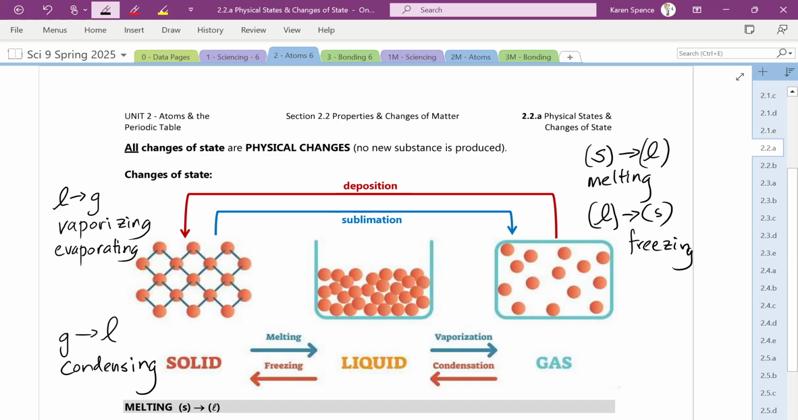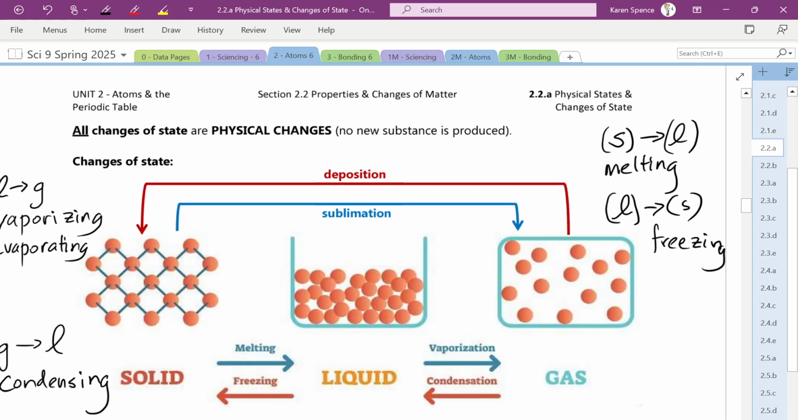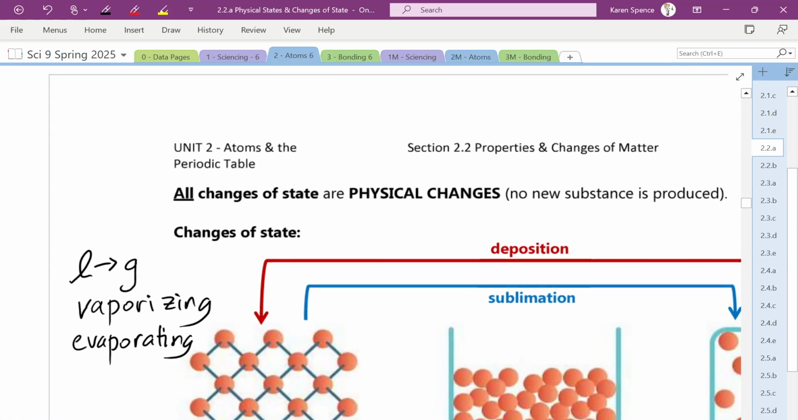Now, those are the normal ones. Here's the weird one. Do you remember what carbon dioxide did? Carbon dioxide did not go from solid to liquid. It went from solid to gas. What did we call that? Sublimation. Okay, I'm going to write that up at the top.